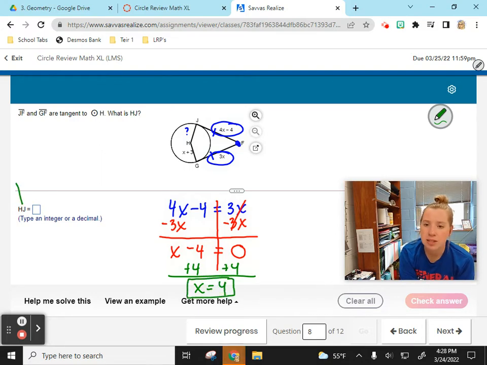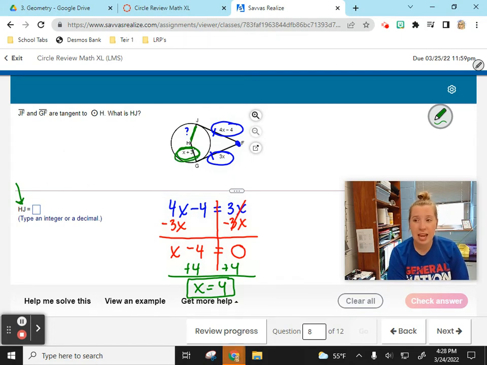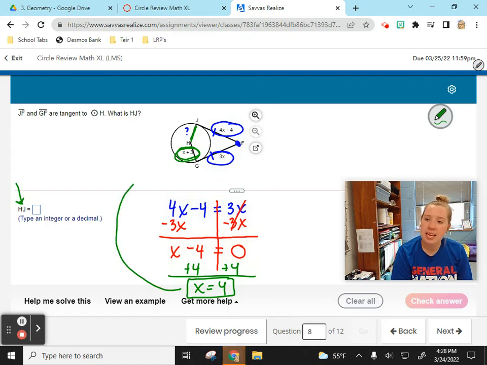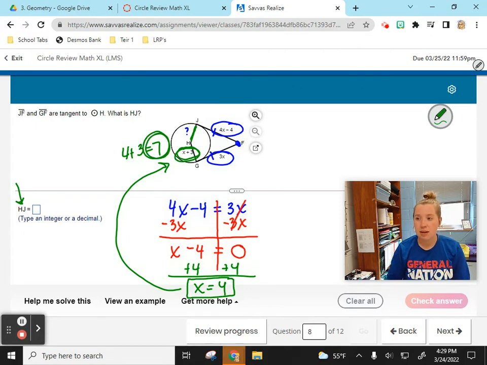But notice that my question is not asking me to find x. It's asking me to find the length of HJ right here. So I'm going to have to plug it into this equation because HJ is a radius and HG is also a radius, and all of the radii are the same. So I'm going to take this x and plug it in. 4 plus 3 equals 7 is my final answer.